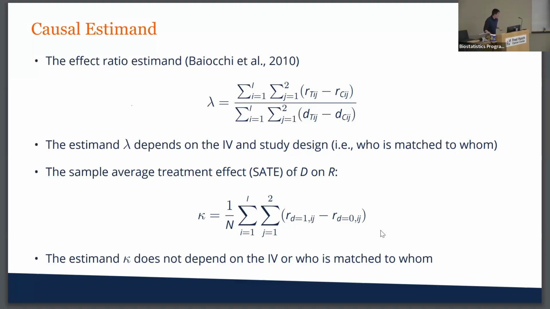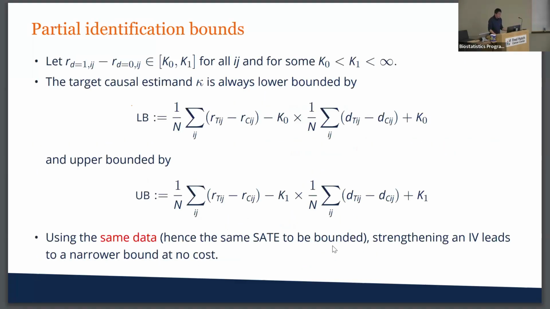Okay, what we are interested in, ultimately people are interested in this kappa here. This is the sample average treatment effect of D on Y. So everyone sent to a high level hospital versus a low level hospital, what's the average difference in their mortality rate? The most important thing is that this estimand does not depend on the IV. The entire thing does not even have Z in this definition. And also it does not depend on who is matched to whom, which is why this is a good estimand to pursue.